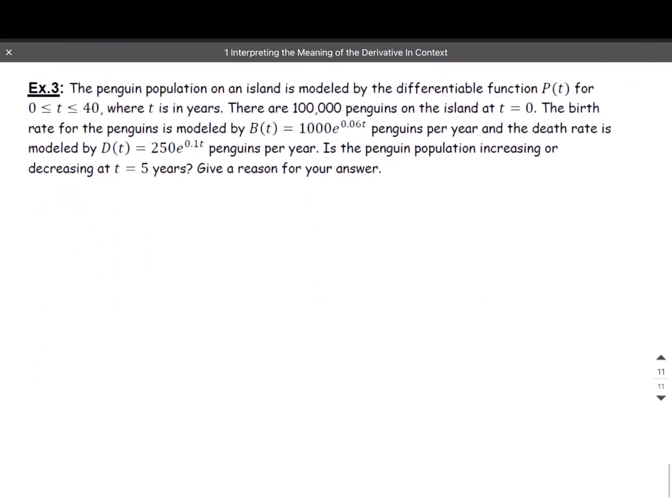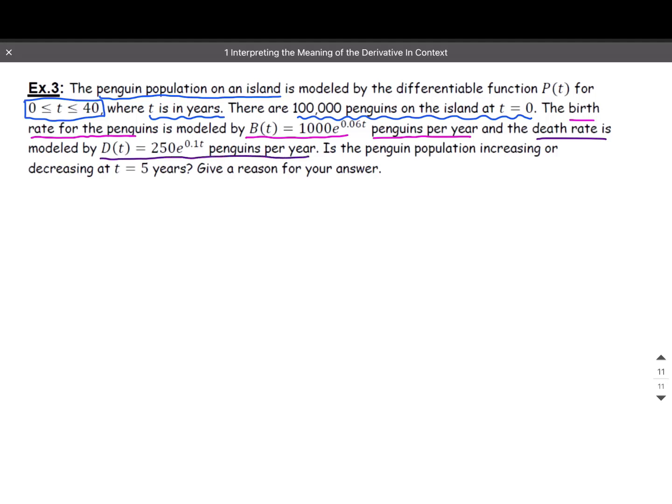Okay, let's try an example. The penguin population on an island is modeled by the differentiable function P of t. So remember, this is the penguin population on an island, and we're only going from 0 to 40, where t is in years. There are about 100,000 penguins on the island at time t equals 0. The birth rate for penguins is modeled by B of t, penguins per year, and the death rate is modeled by D of t, penguins per year. So the question is, is the penguin population increasing or decreasing at t equals 5 years? And give a reason for your answer.